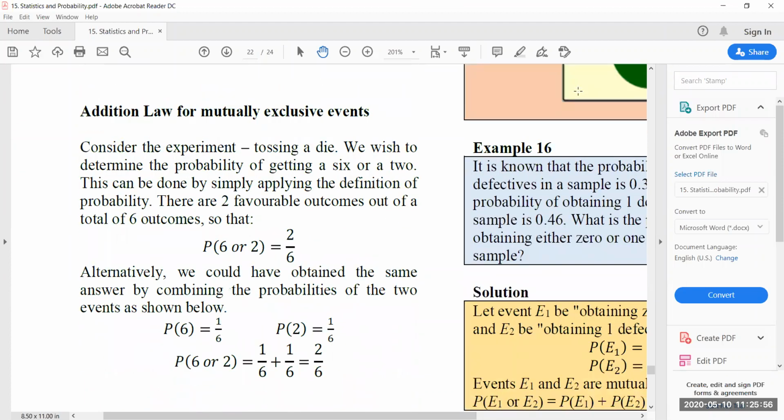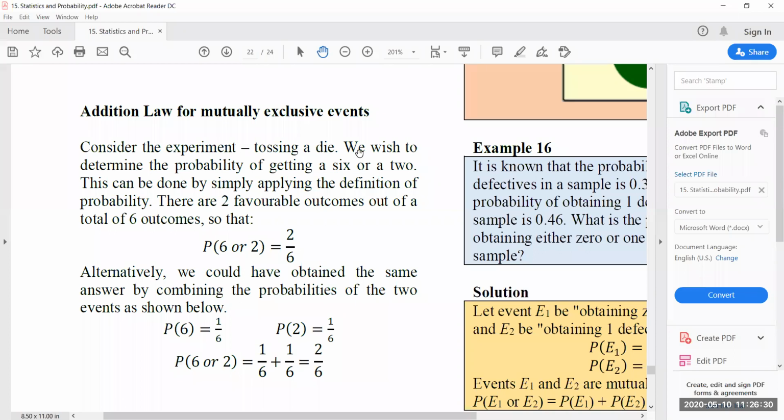Now let's look at the addition law for mutually exclusive events. You all don't really have to learn all these because I don't really see them coming, but I'll still go through the addition law, for mutually exclusive and non-mutually exclusive events. You will read up the multiplication law on your own, because I hardly see that one ever coming. So, the addition law for mutually exclusive events.